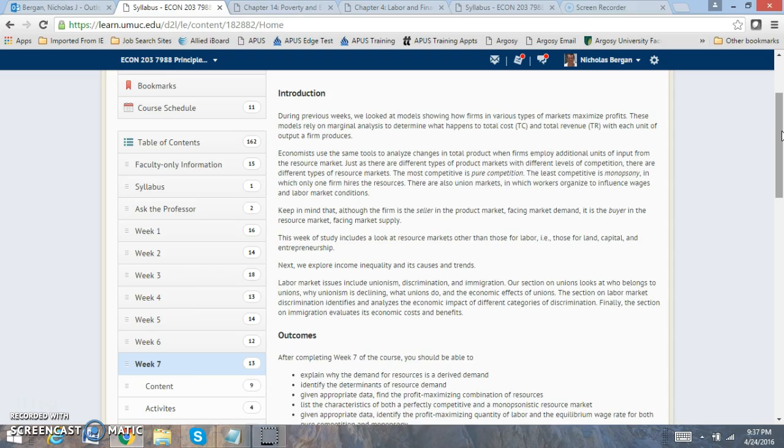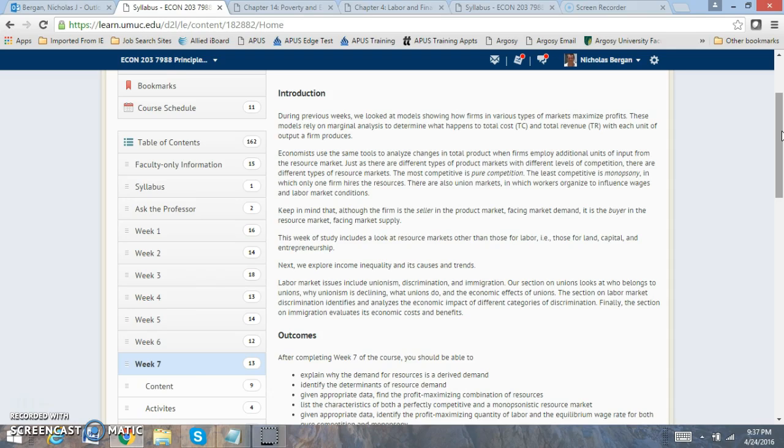For week 7 we're going to be looking at various types of markets and how they maximize profits. We're going to be relying on the marginal analysis, where marginal revenue equals marginal cost. And you also can look at it where total revenue exceeds total cost by the greatest amount.